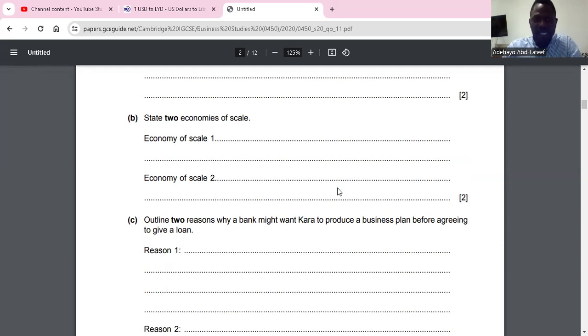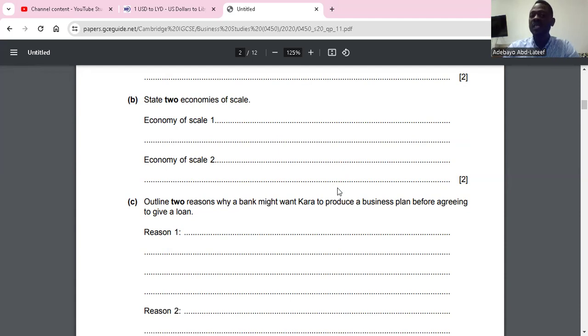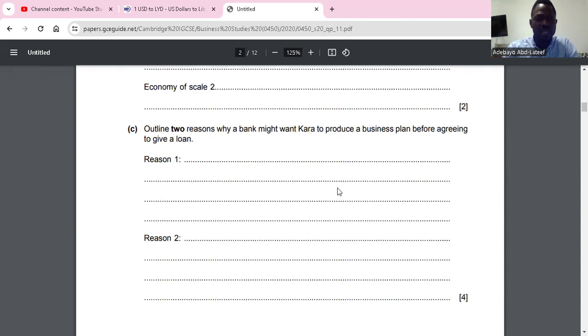So now we go to, they said, state two economies of scale. We could talk about internal, we could talk about external, but here we talk about internal economies of scale. We have purchasing economies of scale, which involves bulk buying. We have technical economies of scale, which allows a firm to spread its cost through equipment. We have risk bearing, which allows a company to be able to produce different products. I think the point is clear there. Okay. So we'll move on to question C.